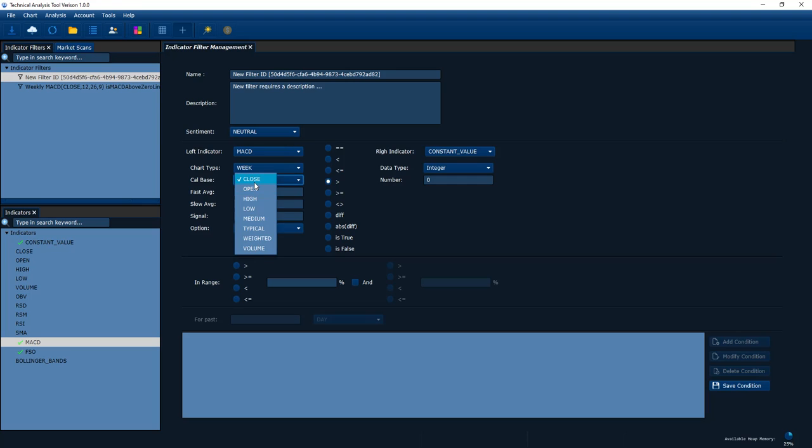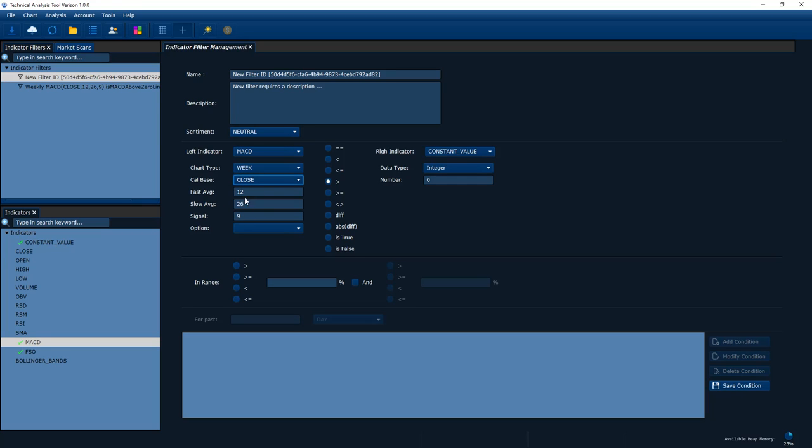That just tells you which price you want to calculate from, to form your MACD. The default is always the closing price. Nothing stops you from using others, but it's up to you. So the default is the closing price, okay?